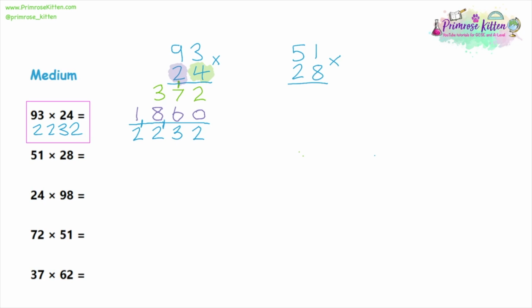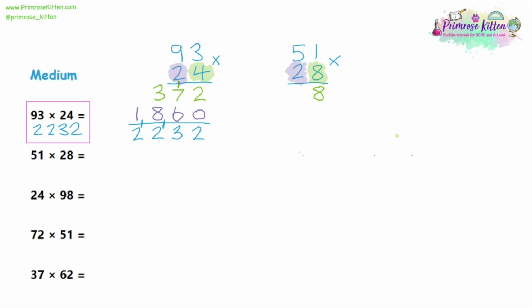Moving on to question 2, we have 51 multiplied by 28. We're going to do this again in 2 sections. We will multiply by 8 first, and then we will multiply by 2. So starting with the units, 1 times 8 is 8, and since 8 is in the units column, we're going to write our answer into the units column.